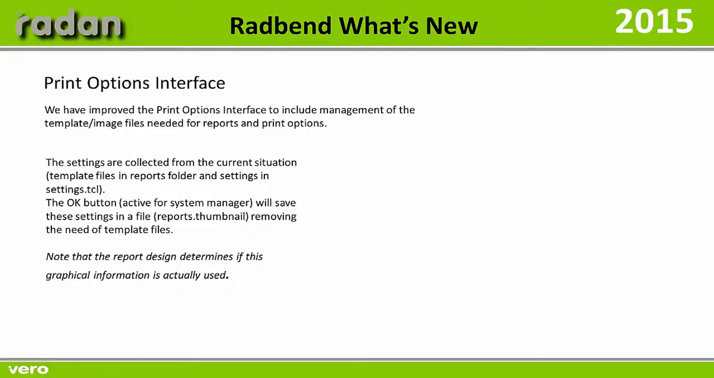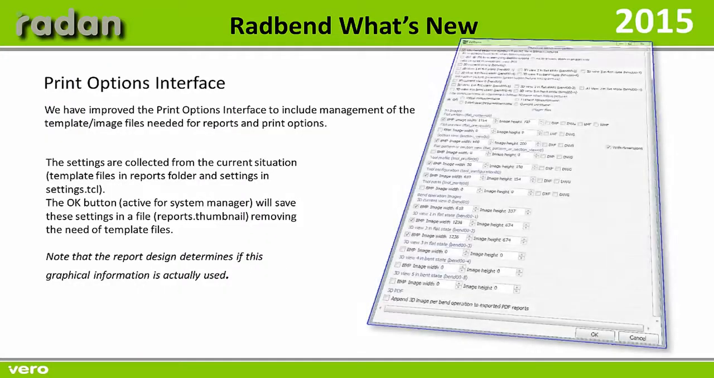Print Options Interface. In Radbend 2015 we have improved the Print Options interface to include the management of template and image files which are needed for the generation of reports and print options. Now the settings are collected from your current situation. Template files are stored in the Reports folder and settings in settings.tcl. Now the OK button, which is only active if you are a system manager, will save these settings in a file, reports.thumbnail, removing the need for template files.